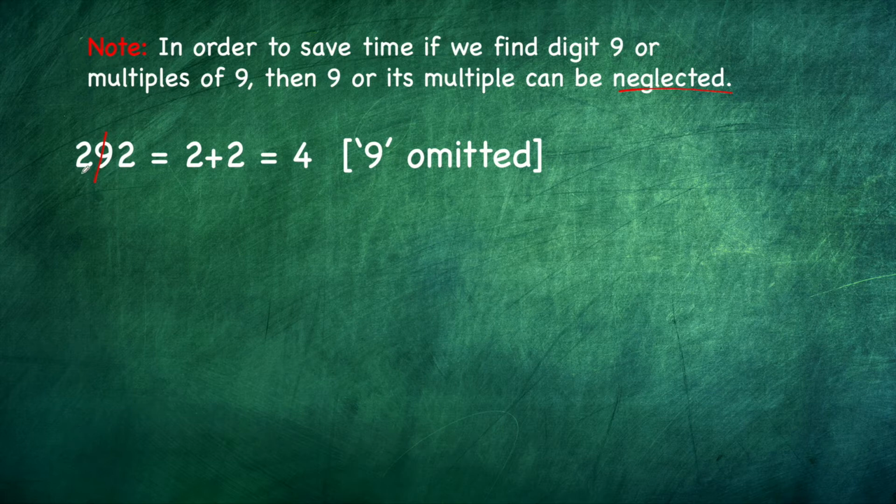If you don't omit 9, the answer remains the same. Add 2 plus 9, 11. 11 plus 2, 13. So 13 again we can add, 1 plus 3, 4. So both are the same, and to reduce the calculation we can omit 9. For example 9, 9, 3: here we can omit both the 9s and add only the digit 3. If we add everything, we get the same answer. So to reduce the calculation we can omit the digit 9.